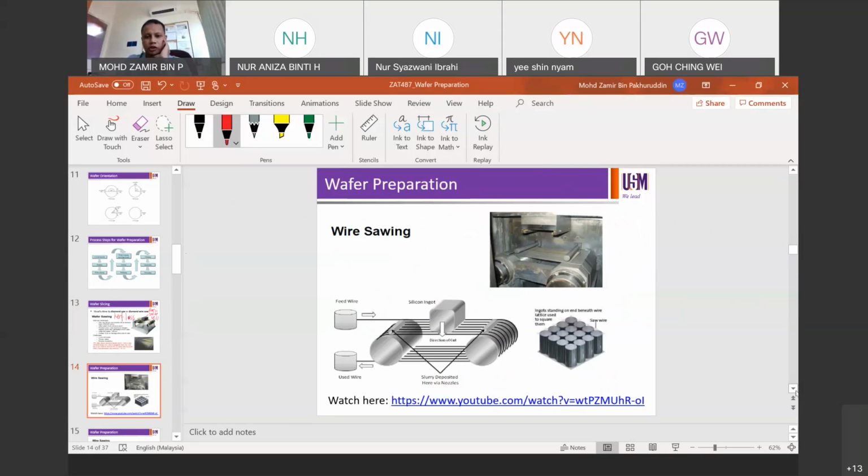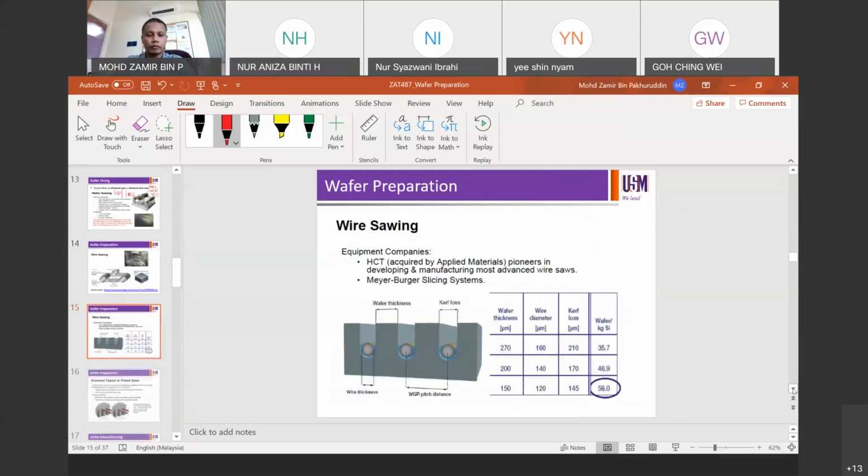So wire sawing, this is how it looks like. If you have a silicon ingot, either a silicon square brick or round brick, you're going to use this sort of configuration to do the cutting process. It's quite a dirty process because it involves slurry to do the cutting. You can watch this video later on. They can move across the ingot to cut.